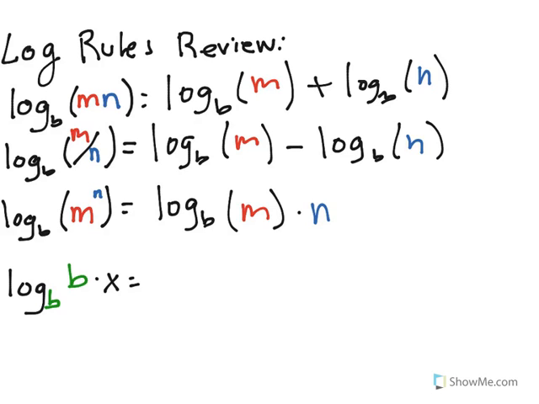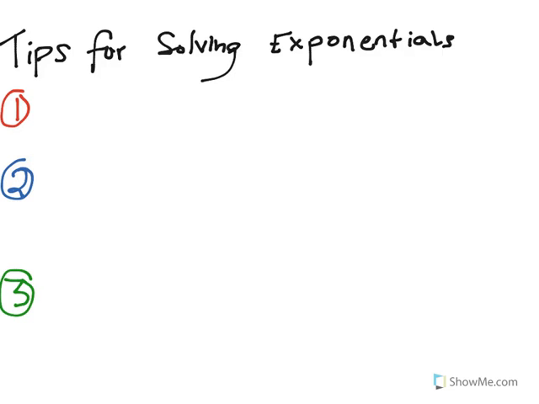This last rule is when you have the base b and then you have that same constant in the function. The log base b and the b cancel each other out, and so you're left with x. Here are some things you should keep in mind when solving exponential equations, or just things you should look for that will make solving them easier.